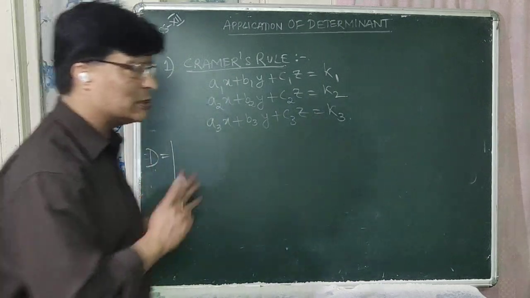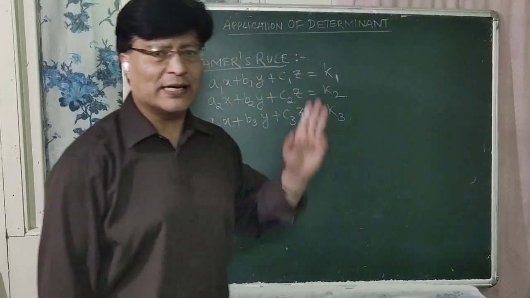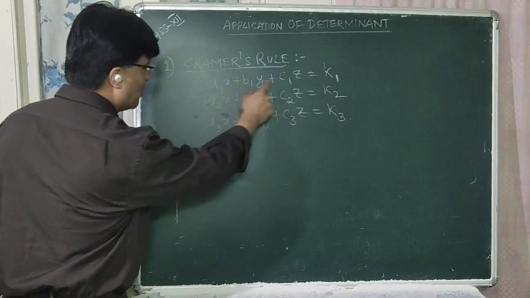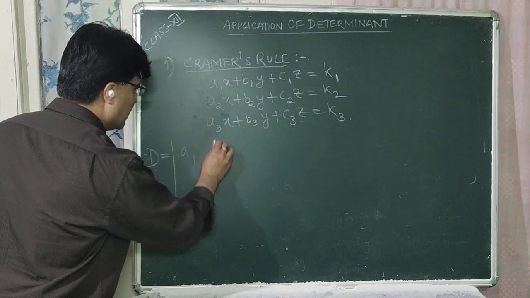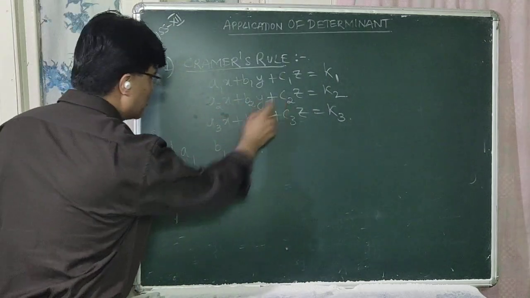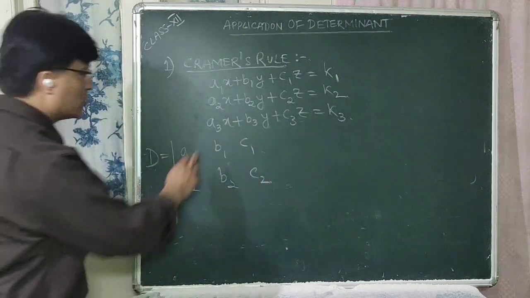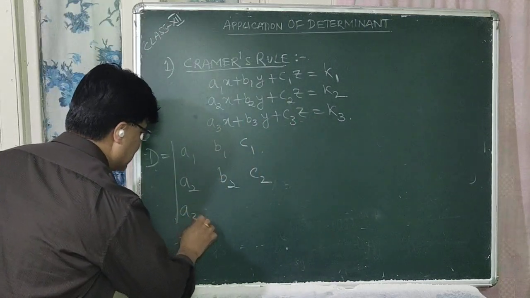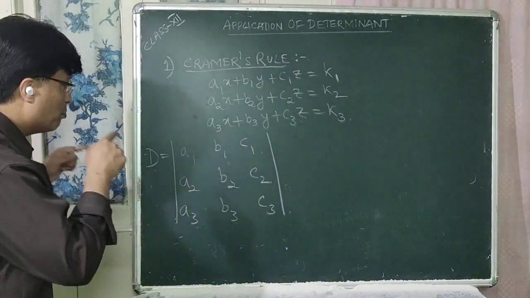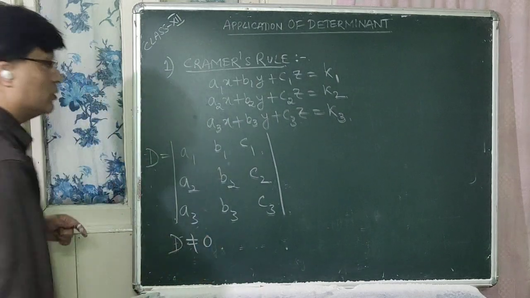So now let us write here d is equal to the determinant. You have to write down the determinant; in this case, d will be the coefficients of x, y and z from all these equations. Okay, so what will be the first row? a1 b1 c1. What is the second row? a2 b2 c2. And what is the third row? a3 b3 c3. Is that clear? But d should not be equal to 0.